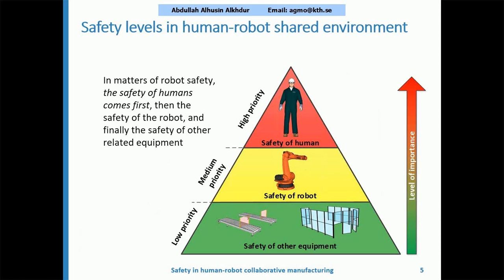So we can take a look first on the safety levels in human-robot shared environment. As you can see in the graph here, you have the level of importance. And as you can see here, the safety of human actually comes first with the high priority. And the medium priority goes to the safety of the robot itself. And then finally, the low priority on the safety of other equipments that is used in the robotic cell. So these levels of safety can be used as a guidelines in building any collaborative robotic work cell needed in the production line.